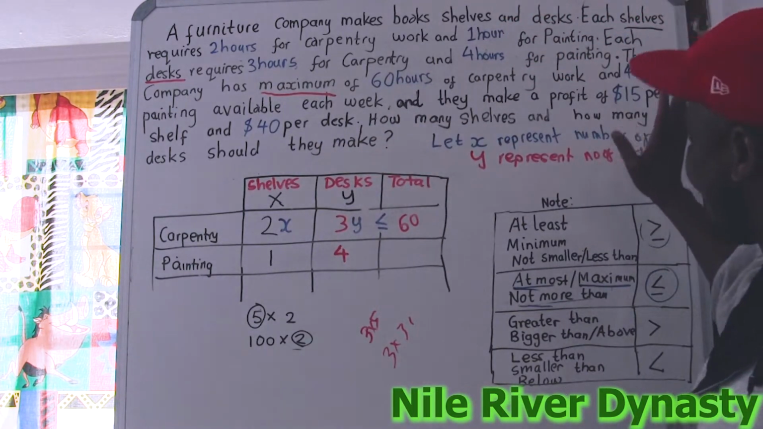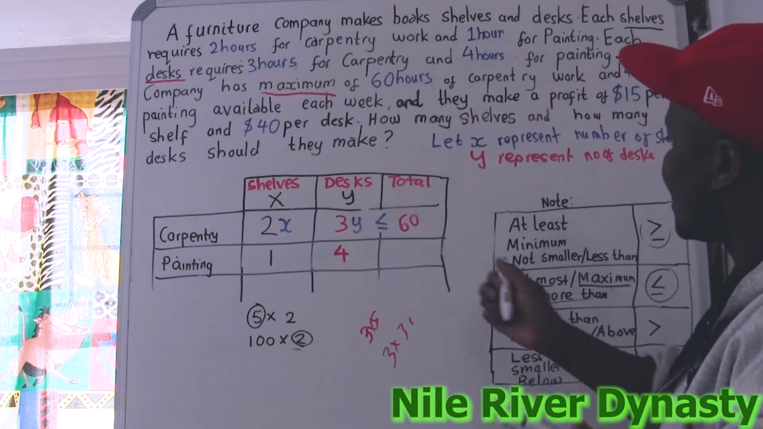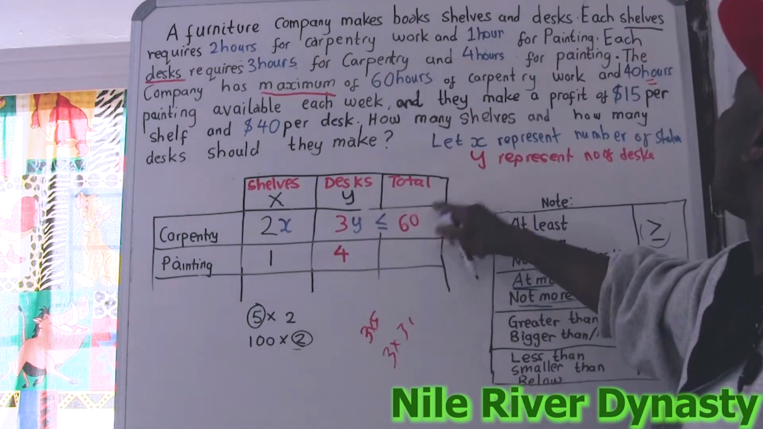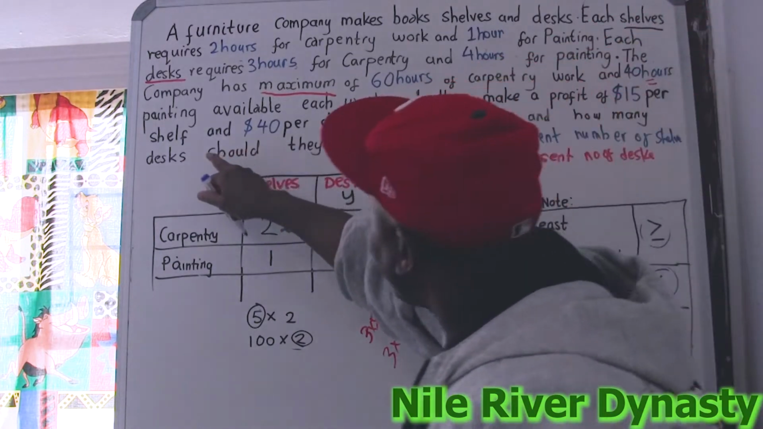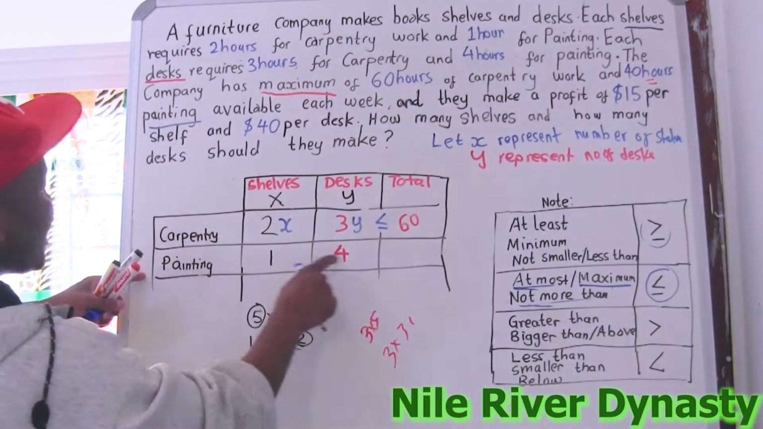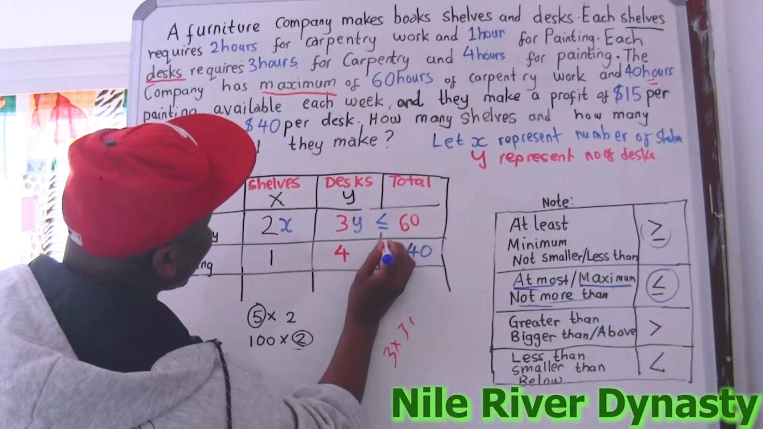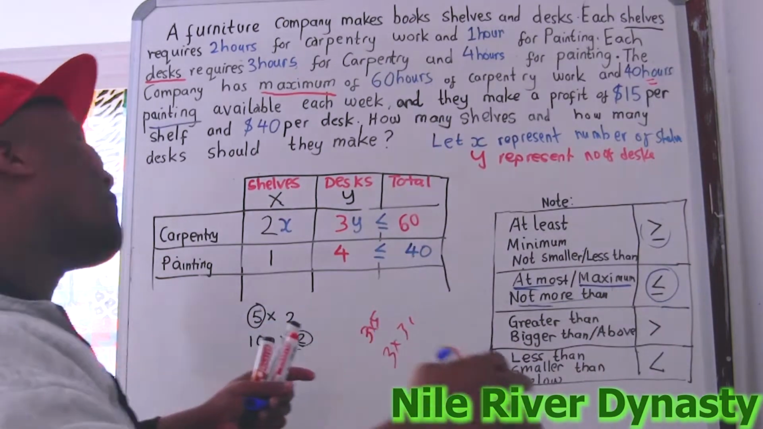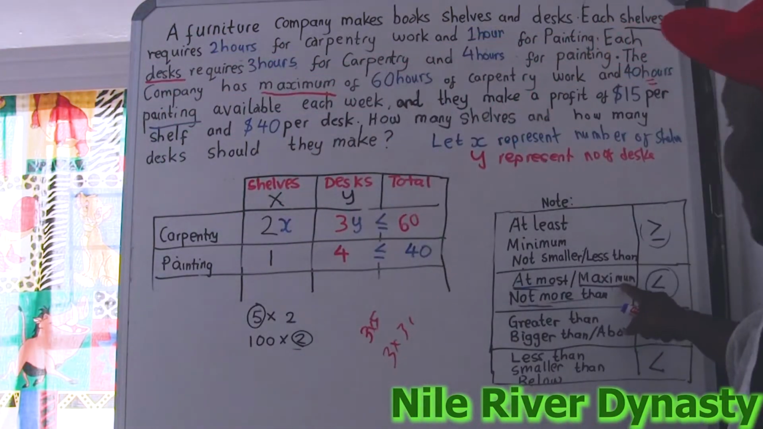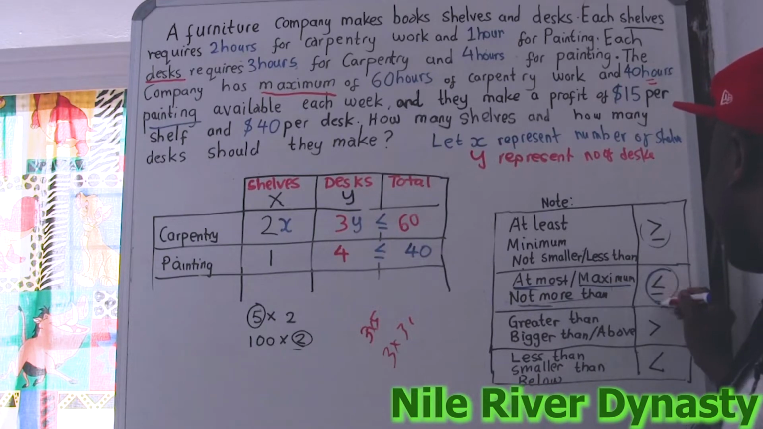I went too fast, excuse me. We start with the carpentry, but 40 hours of painting are available. So for painting, it's going to be 40 hours. When you say available, it means less than or equal. Here I've given you the information: whenever they say maximum, at most, or not more than, you use this sign here, which means less than or equal.